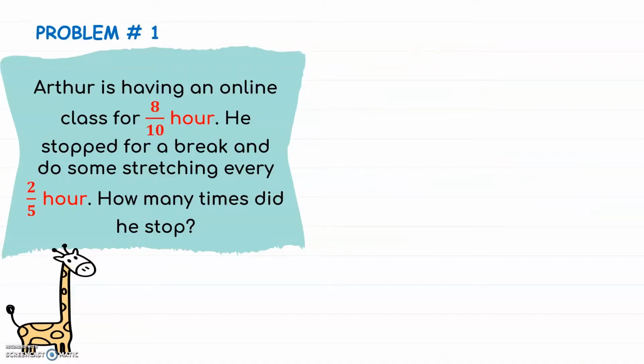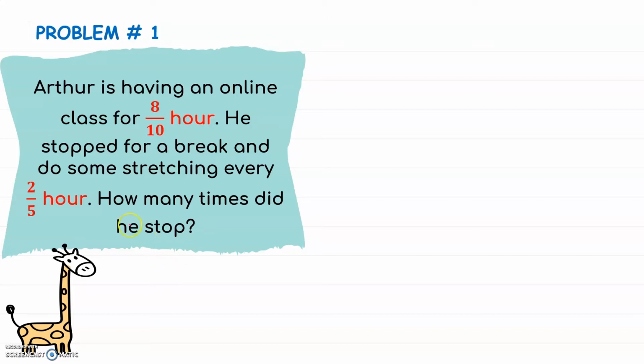For our problem number 1, we have: Arthur is having an online class for 8/10 hour. He stopped for a break and did some stretching every 2/5 hour. How many times did he stop? Now let us recall how to solve word problems. The first step is to analyze the problem.